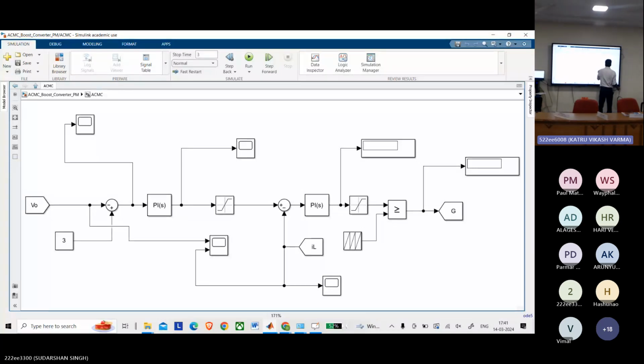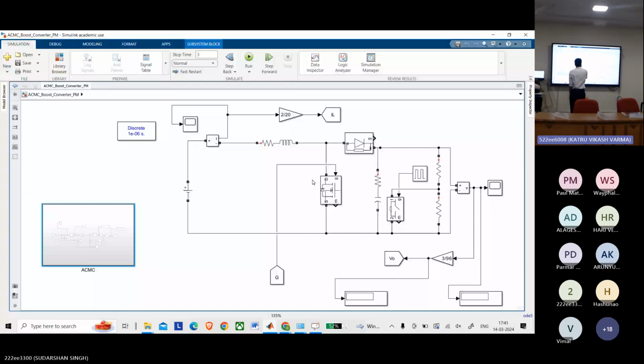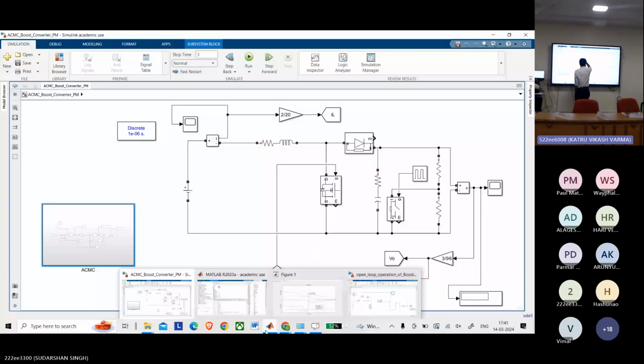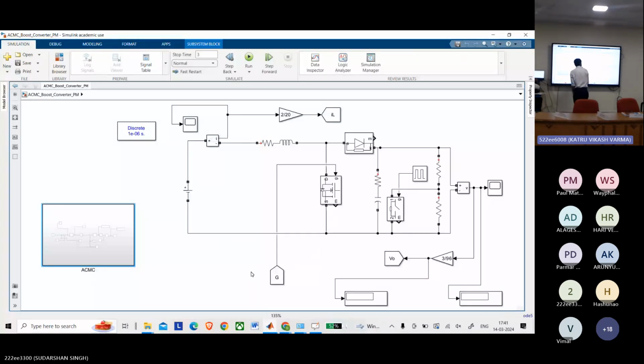We are comparing with the sawtooth waveform where we are generating the duty ratio. That duty, this G, is directly given to the switch here, the gate signal. Now can you simulate? Another thing is the current sensor gain, 2 by 20, that as I already mentioned is 1 by 10.